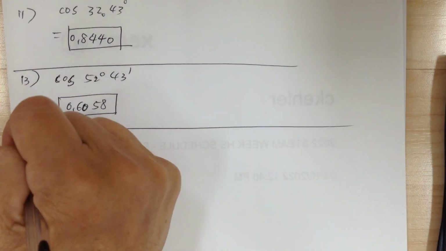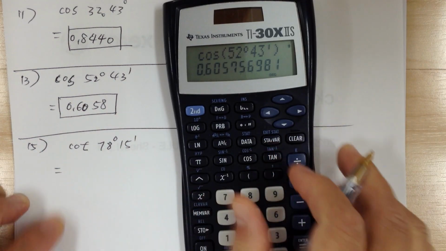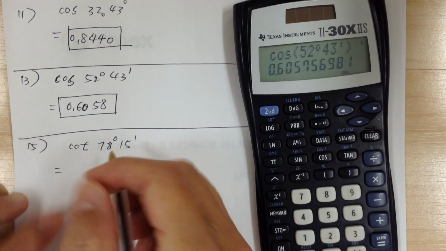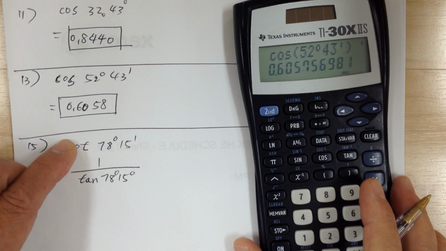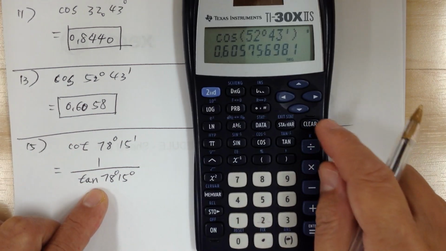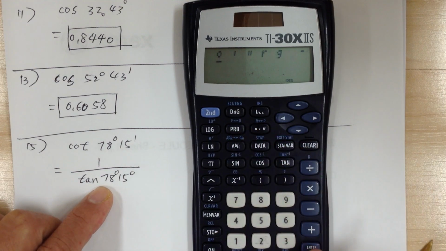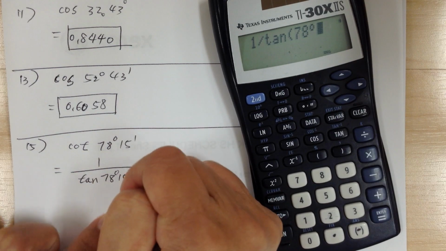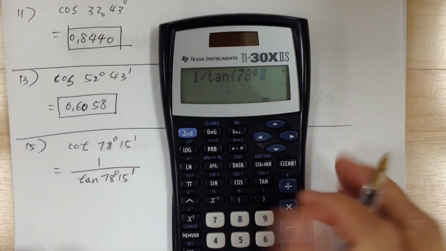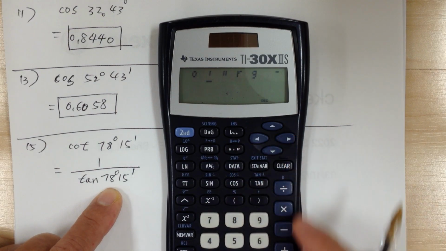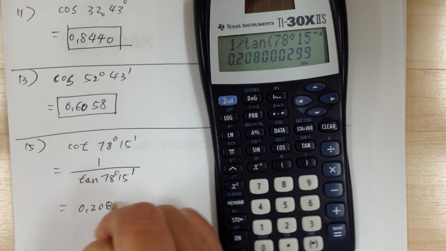Okay, next one. Number 15. Cotangent of 78 degrees and 15 minutes. There's no cotangent button over here, so you have to use tangent. Cotangent is equal to 1 over tangent, so you have to use a reciprocal. Cotangent is 1 over tangent and vice versa. So you just type in what you see: 1 divided by tangent of 78 degrees and 15 minutes. Closing your parentheses, push equal. So this is equal to 0.2080.